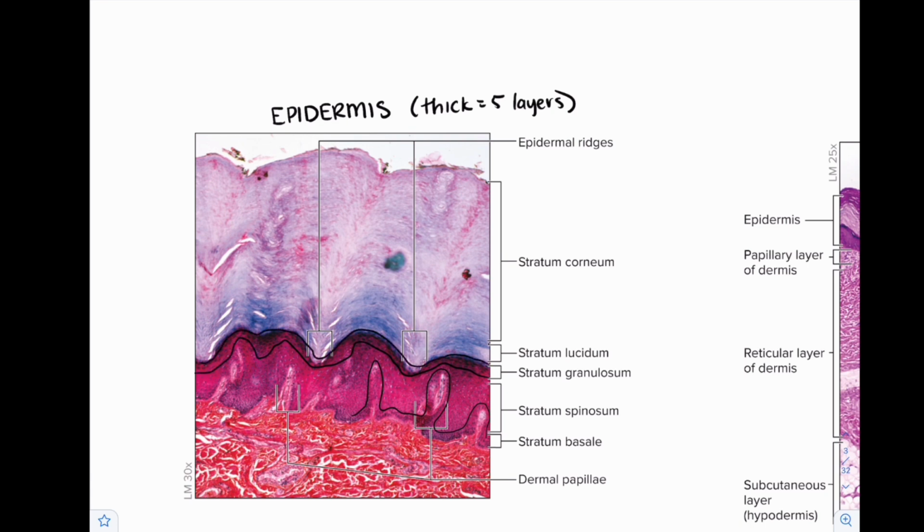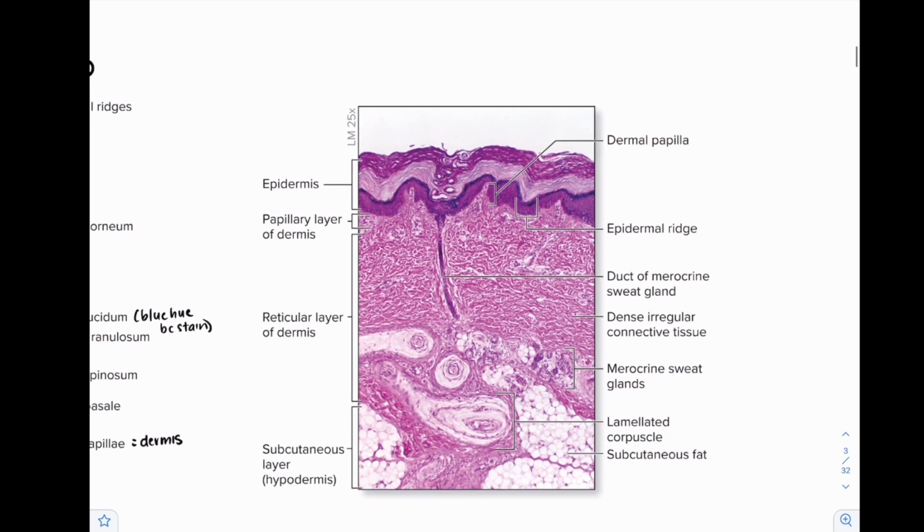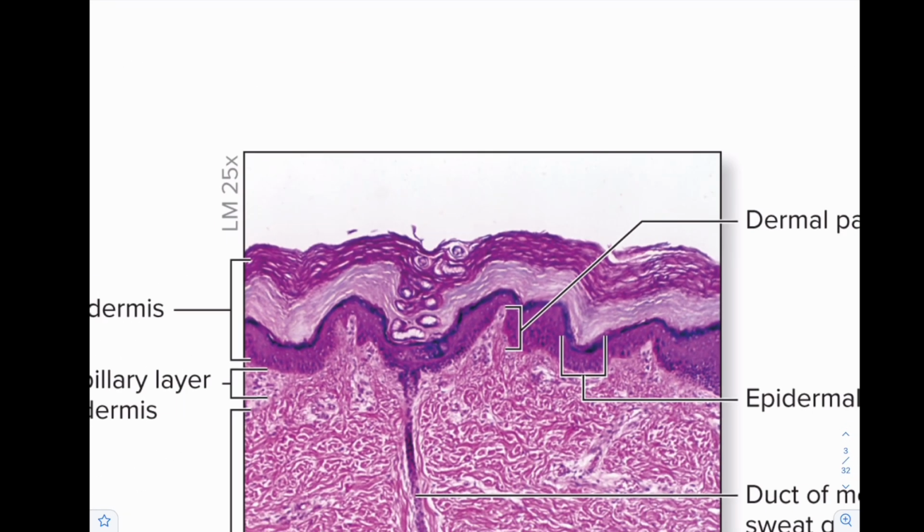Then we have our spinosum that's in between the kind of 2 different dark areas. Lucidum is going to be this area that's kind of a little bit blue, has a little translucent blue color hue. It gets that because the stain really grabs onto the proteins that are found in the lucidum area. And then that top area is the corneum.